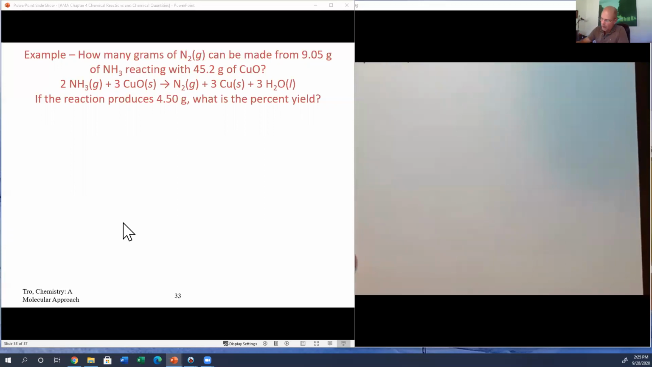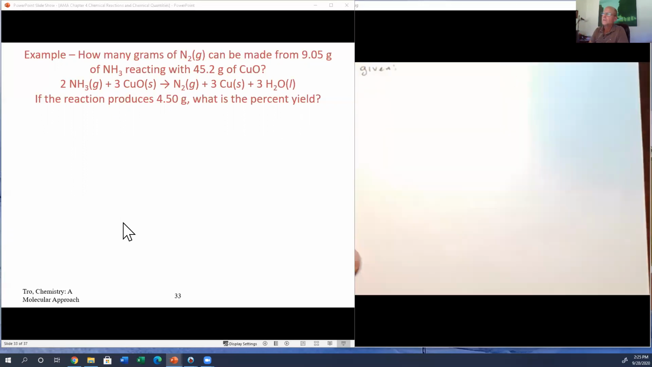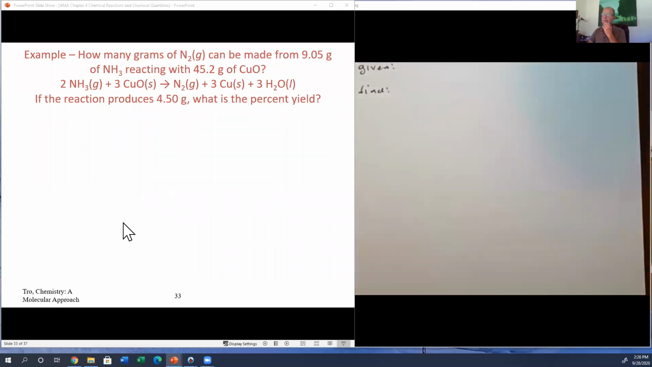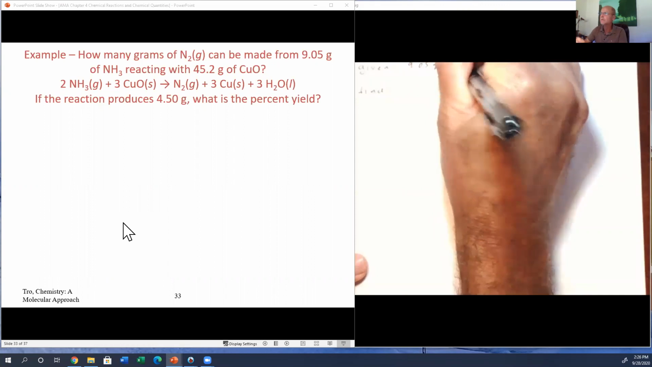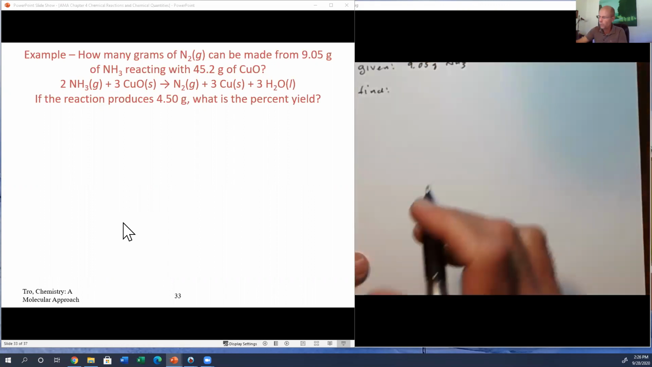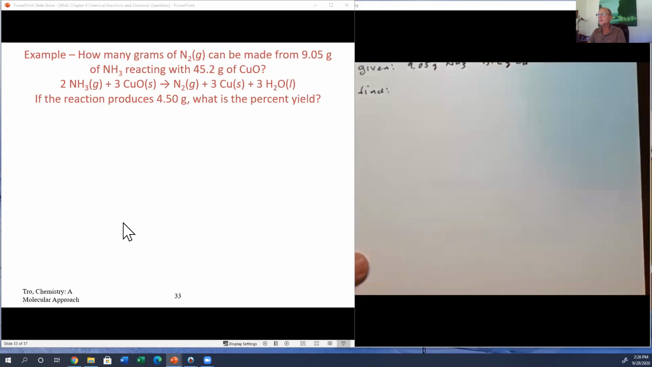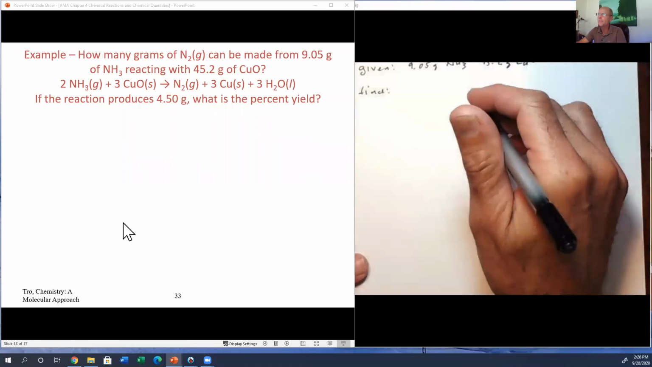All right, so here we go. Let's set this up the way I've shown you how to set up problems. Given: sometimes it's nice to just get everything down on paper. If you start staring at a problem and don't know where to begin, start this way. What's your starting point? What's your end point? So I'm given 9.05 grams of ammonia, and it reacts with 45.2 grams of copper(II) oxide, and I have the balanced equation there. And then I want to find the percent yield.